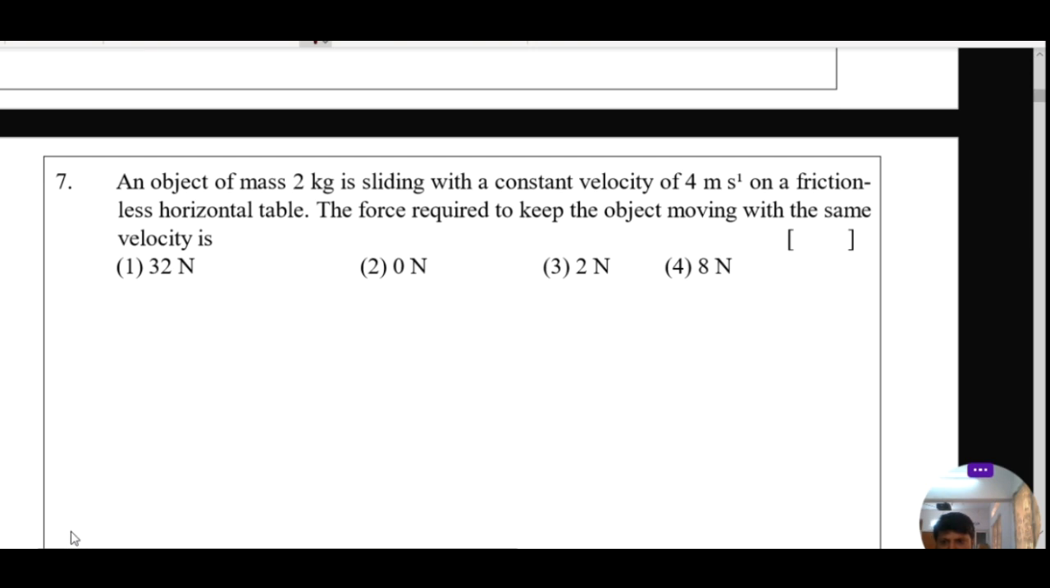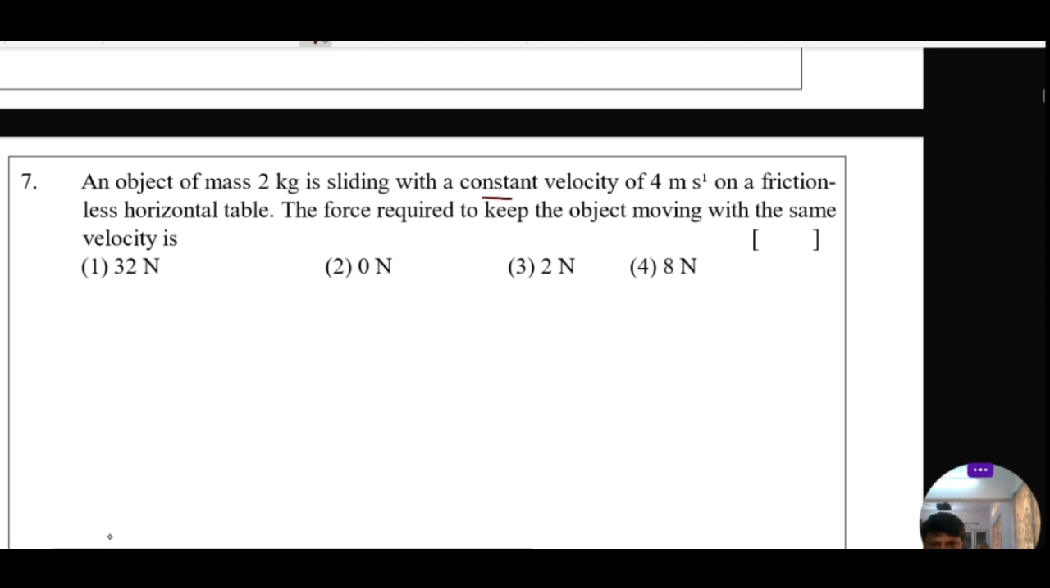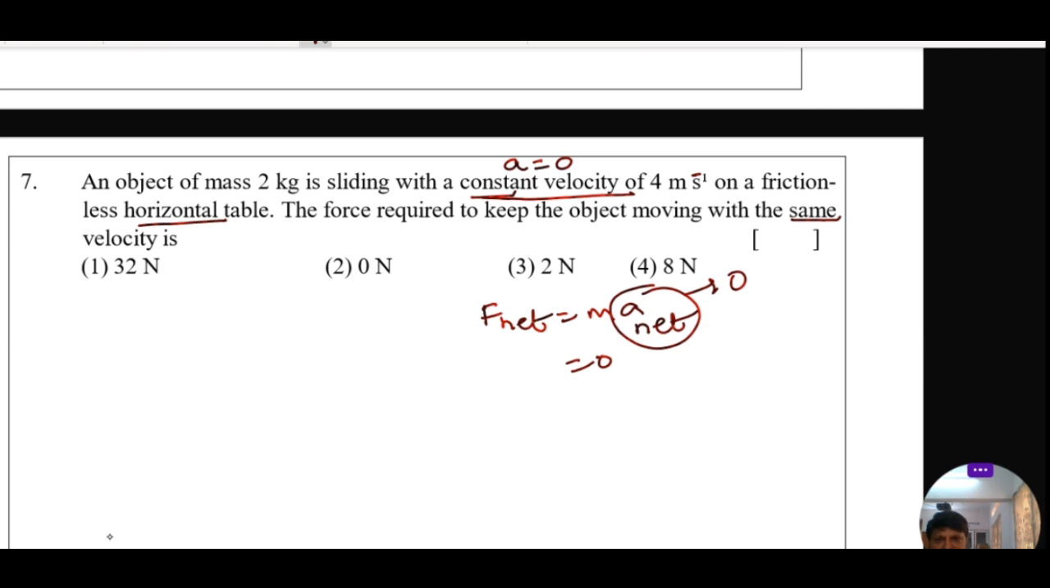Seventh question. An object of mass 2 kg is sliding with a constant velocity of 4 meters per second on a frictionless horizontal table. The force required to keep the object moving with the same velocity. My dear children, constant velocity means acceleration is 0. If acceleration is 0, we already know very well, net force equals mass into net acceleration. If net acceleration is 0, net force is equal to 0. So the force required to keep the object moving with the same velocity is 0 Newton. It is according to Newton's first law of motion.